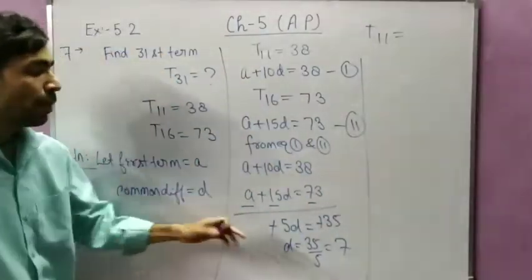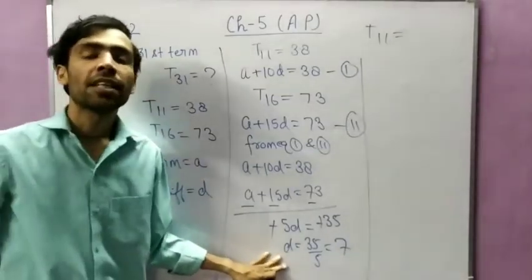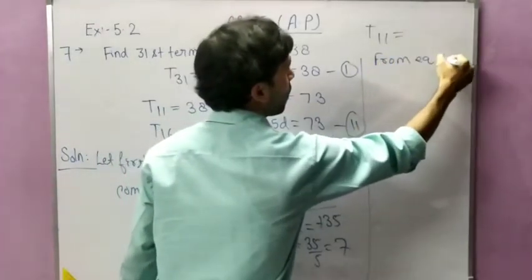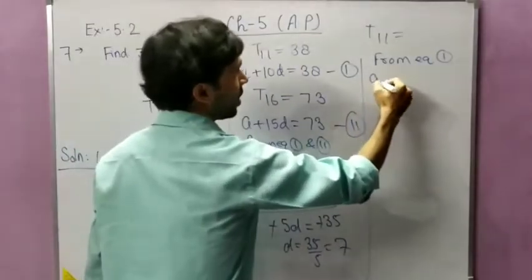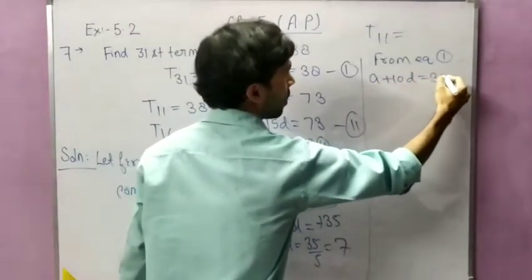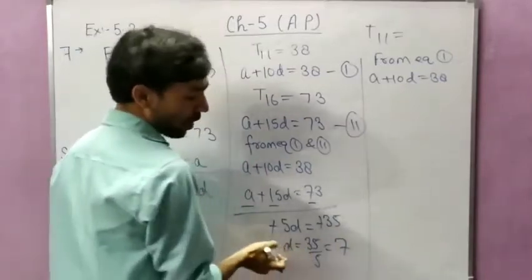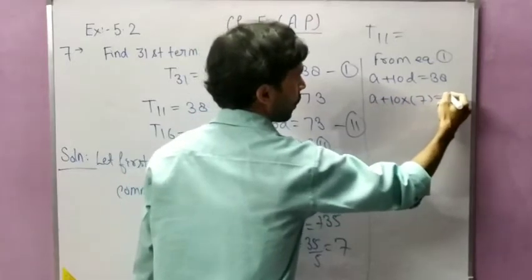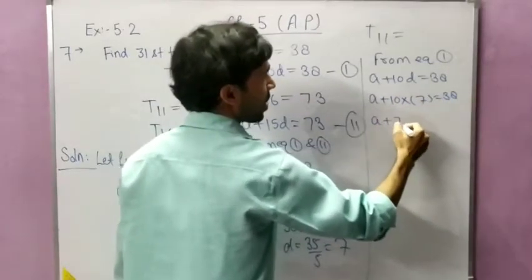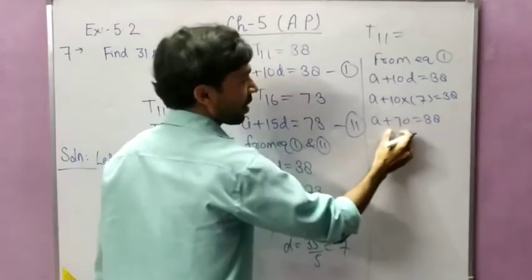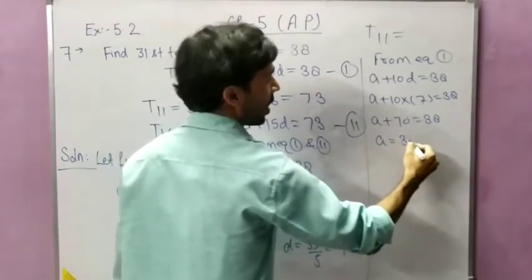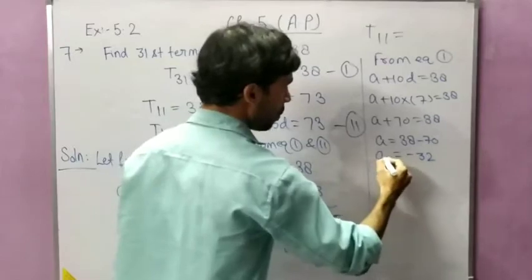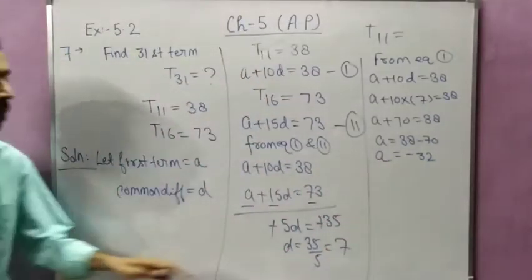Now by putting the value of D in either of the two equations, we can get the value of A, that is the first term. So from equation number 1, A plus 10D equal to 38. Now put the value of D: A plus 10 into 7 equal to 38. Now A plus 70 equal to 38. Transfer 70 to the other side, so A equals 38 minus 70, which is minus 32. So the first term is minus 32 and the common difference is 7.